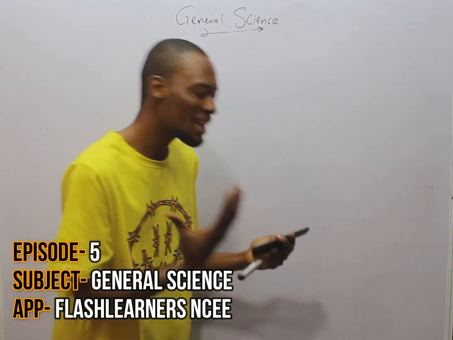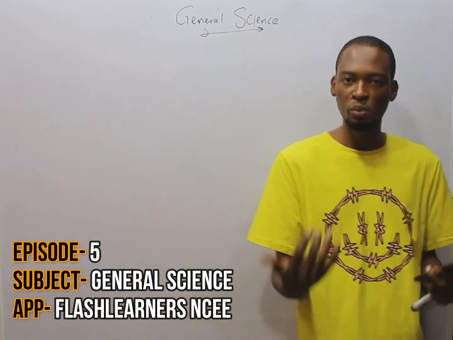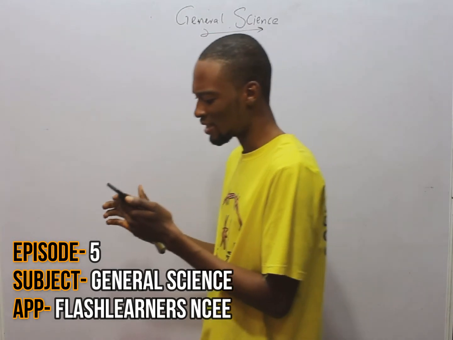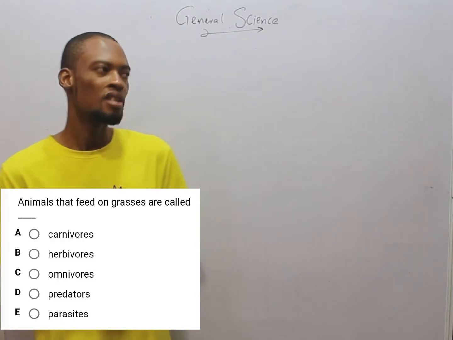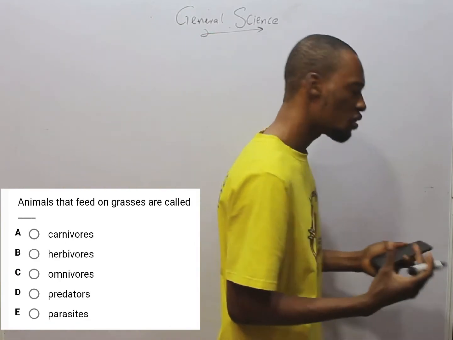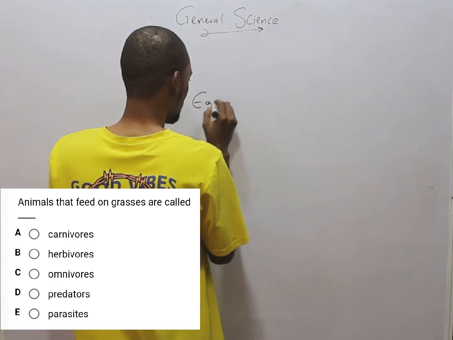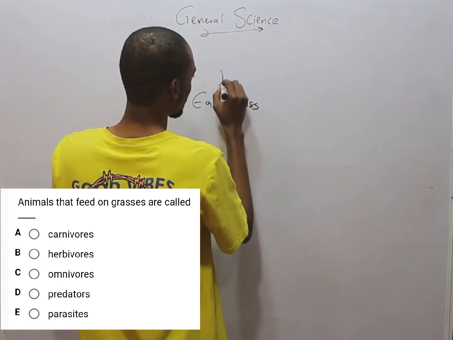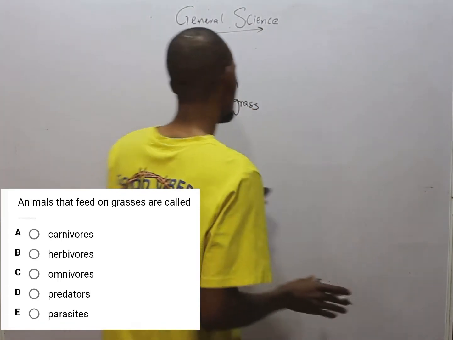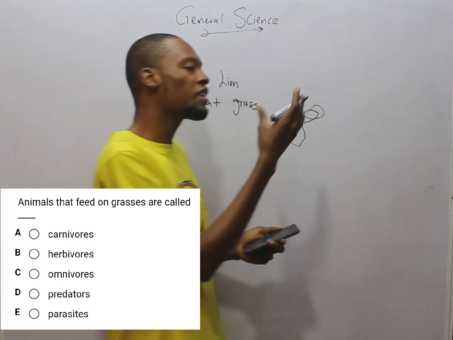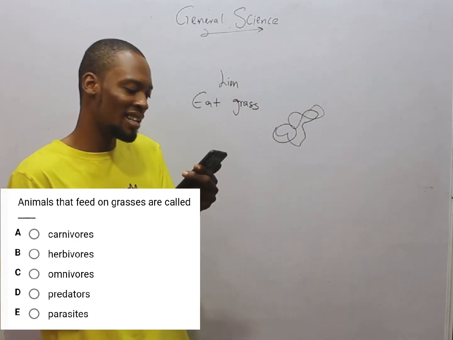Animals that feed on grasses are called dash. Based on mode of feeding, we have different types of animals. Carnivorous animals or carnivores are animals that feed on flesh. Like you hear things like, no matter the economy of the jungle, lion can never eat grass, which means lion can feed on flesh, eat other animals. So since it feeds on flesh, it is referred to as carnivorous animals.